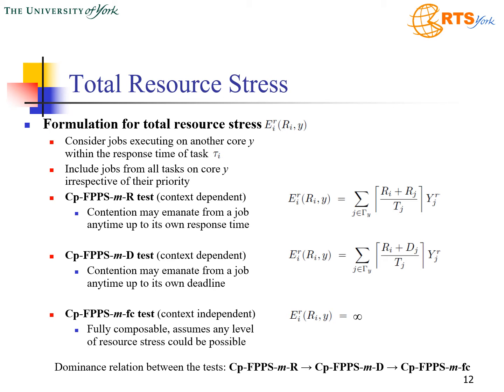Now, there are three different formulations that we use that are given in the paper, and these lead to three different schedulability tests. The first test is context dependent, and it assumes that contention may emanate from a job at any time up to its own response time. The second test is also context dependent, and this assumes that contention may emanate from a job at any time up to its own deadline.